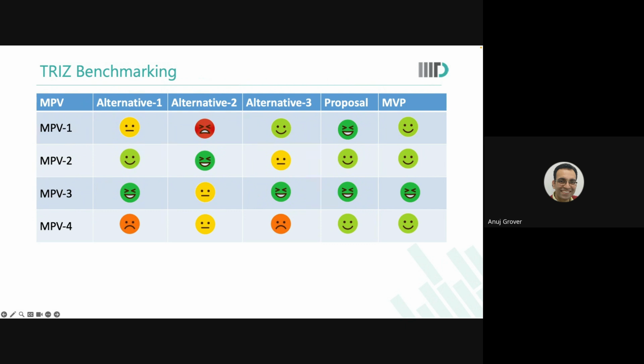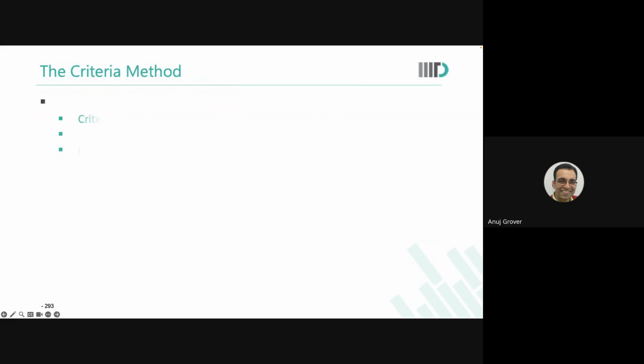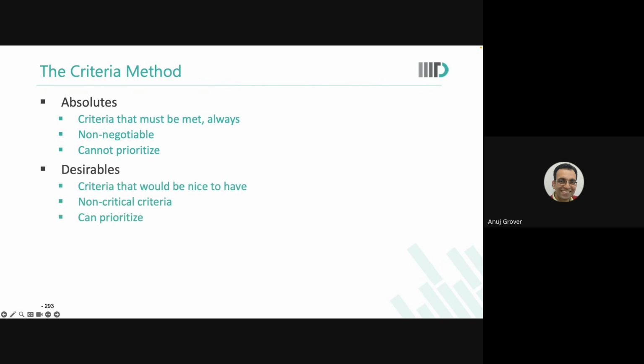So once you have this, there is also one more step that you can do. You can say that, okay, there are a few criteria which my solution should always meet. अभी आप solution के लिए framework बना रहे हो, अपने problem को आप further strengthen कर रहे हो. Okay, but there are certain criteria which the solution should always meet. They are non-negotiable, and I cannot even prioritize amongst them. They have to be met. These are called absolute criteria. Okay, and there are desirables. These are nice to have.